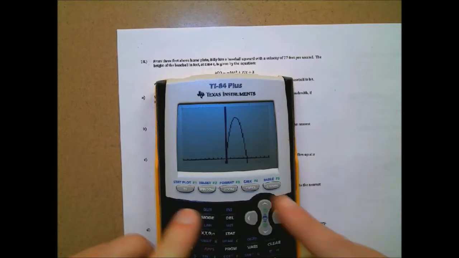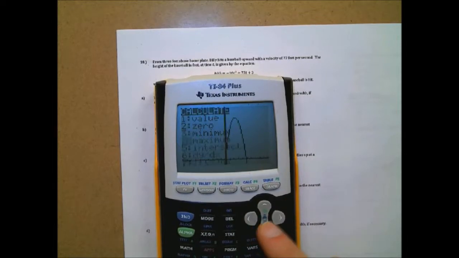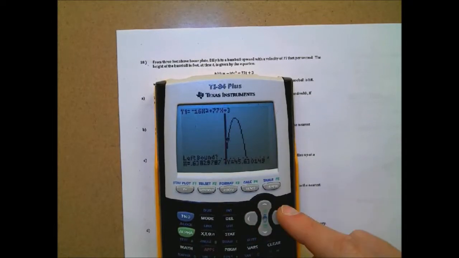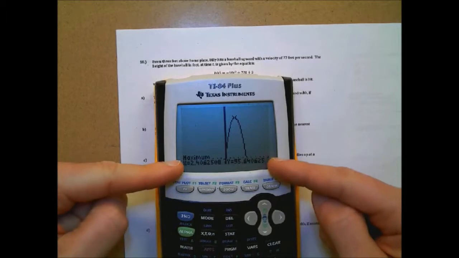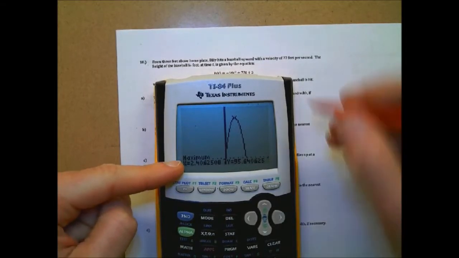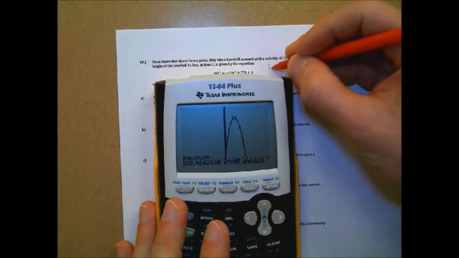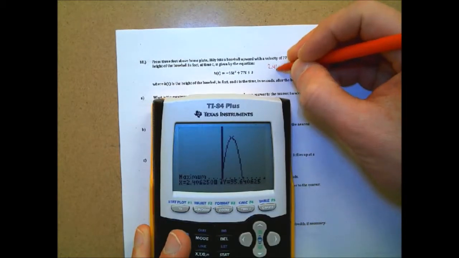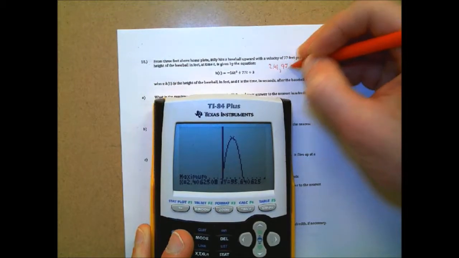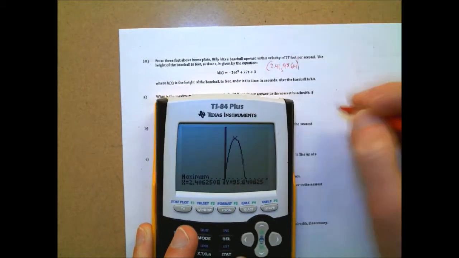All right, so I'll find my maximum. Second trace, maximum command. Make sure I'm to the left of the maximum. I'm going to go past it and then go to the right of it and hit enter. And I'll go up to the top and guess it. Okay, and there's my maximum. So I have 2.41 to the nearest hundredth, comma 95.64. I'm going to write both points down because there's a good chance I'm going to use both of these.